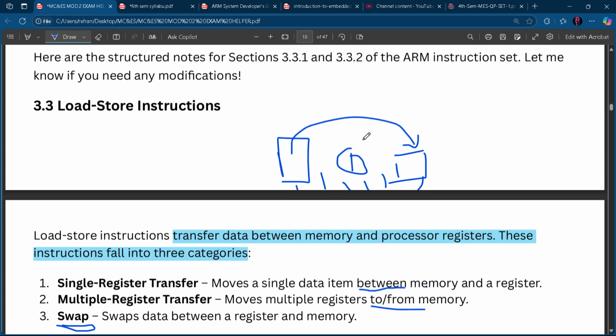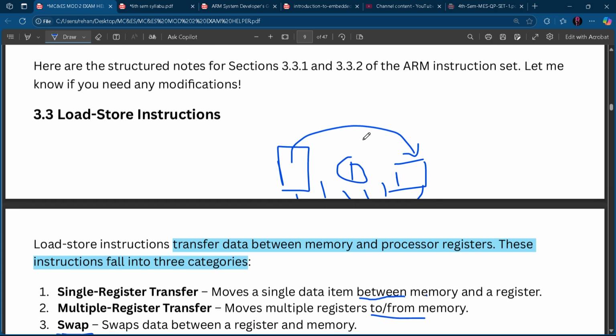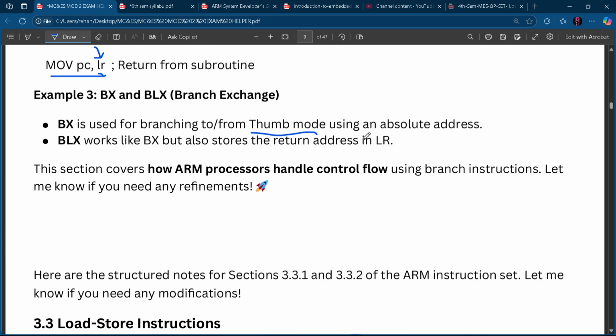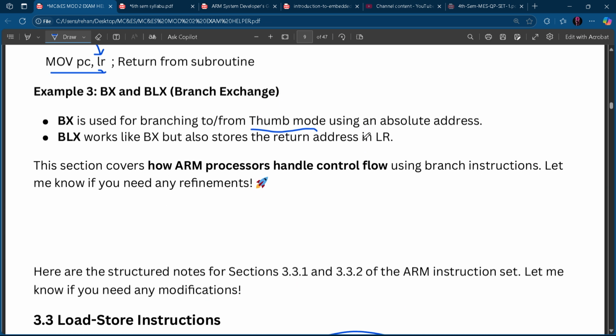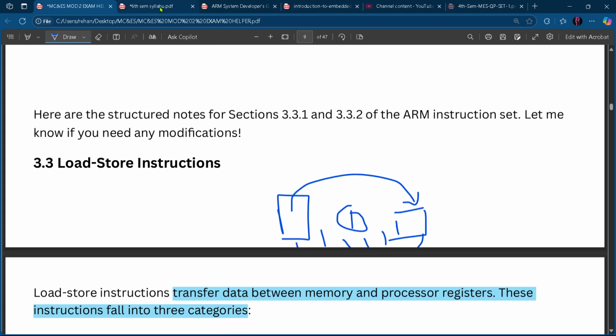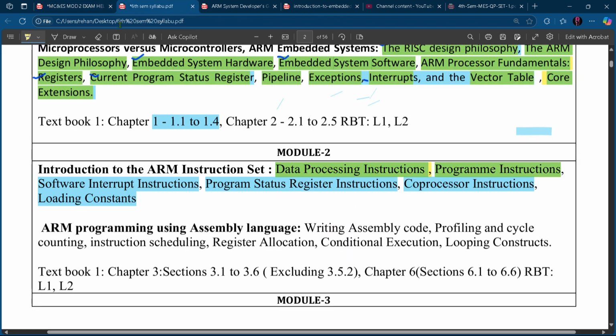That's it. Now we are going to talk about load store. Load store we will talk about in the next lecture, because that deals with program instructions. Okay, so we'll start with that. Bye bye. See you in the next video.